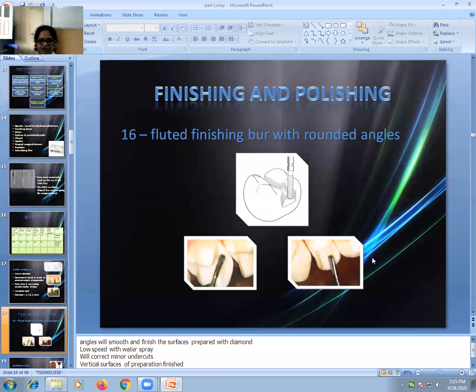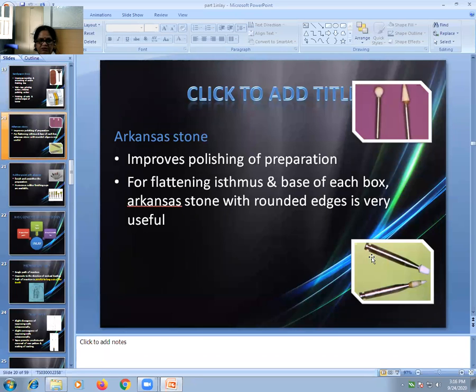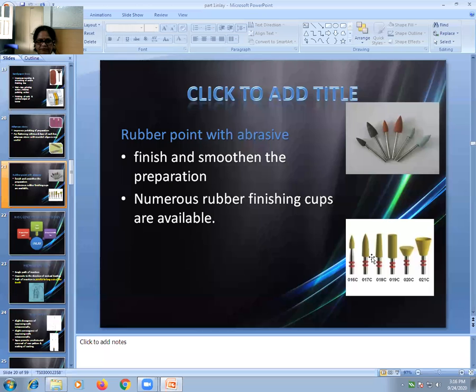And these are the finishing tips which are used. They will be fluted. And these are the sandpaper discs which are used for finishing. So there is wet grinding and finishing. Arkansas stones are used to finish the boundaries. And these are the rubber points used for abrasion.